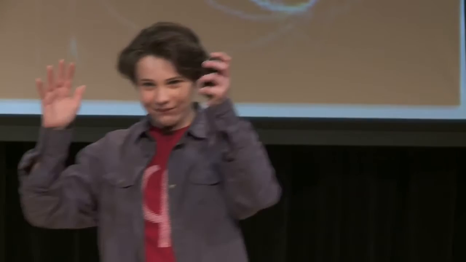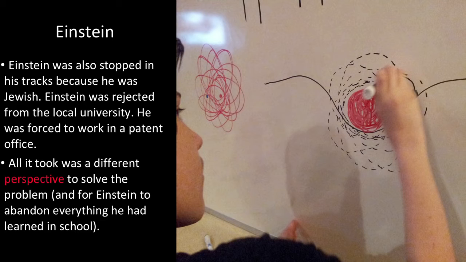Newton had failed. One of the greatest physicists of all time had failed. He failed. So we needed someone else, just like Newton had done, to forget everything they knew and recreate this. That man's name was Albert Einstein. Einstein was also stopped in his tracks. He was not doing very well.